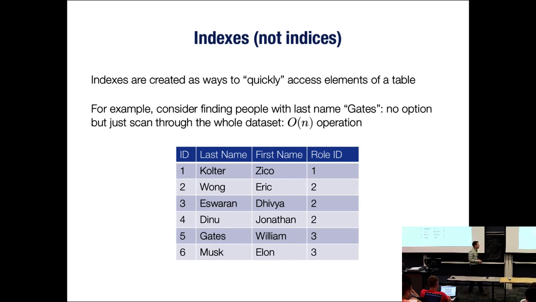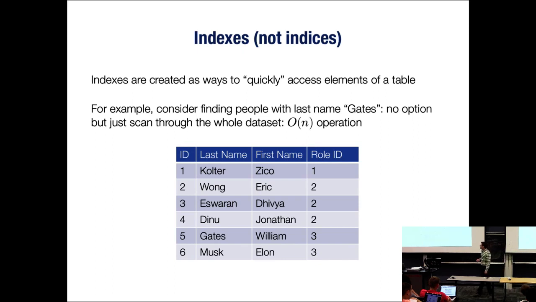And that's a big O of n operation, where I'm going to use this big O notation, and here n is the number of rows in the database. So in order to find all the entries with the last name Gates, you have to scan through every element in the database, which is a big O of n operation. And what an index does is speed up that process.